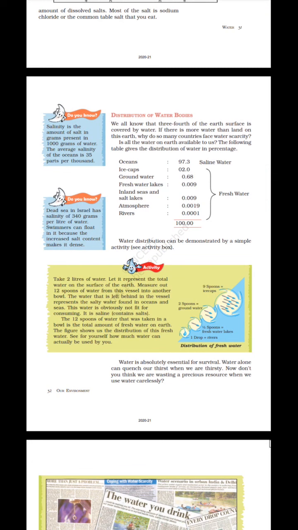Do you know, salinity is the amount of salt in grams in 1000 grams of water. The average salinity of the oceans is 35 parts per thousand. Do you know the Dead Sea in Israel has a salinity of 340 grams per liter of water. Swimmers can float in it because the increased salt content makes it dense.